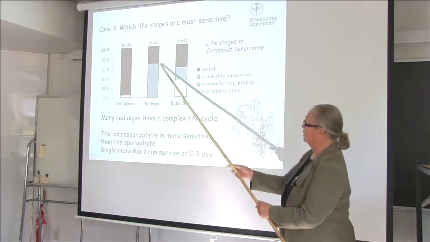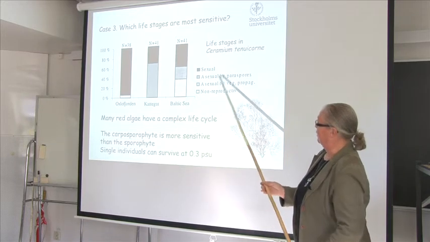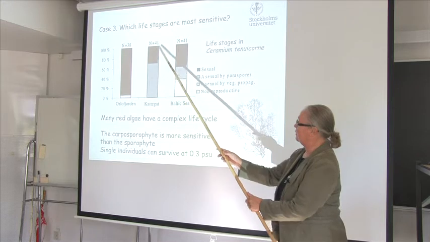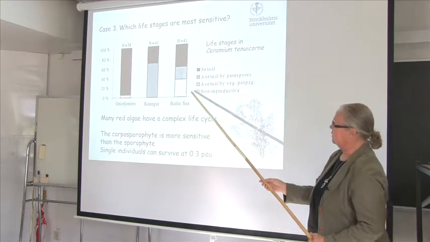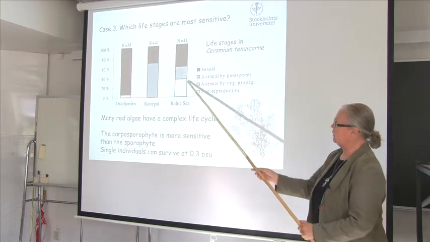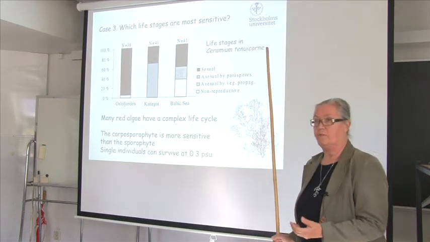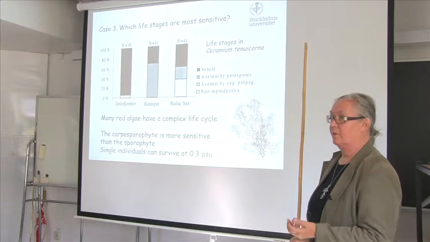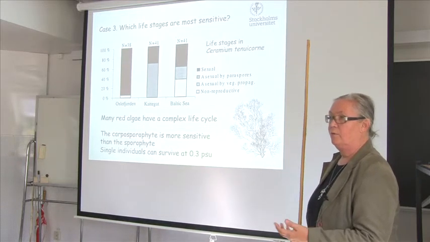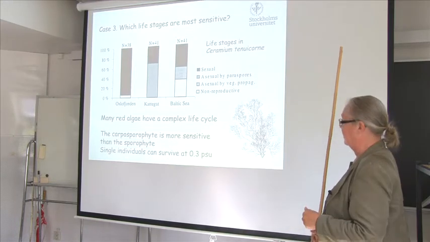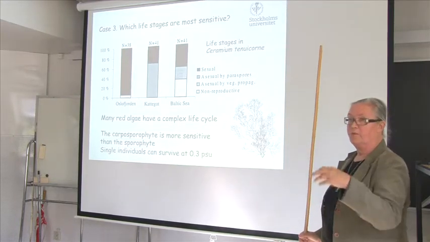They have a special type of spores that they produce in Kattegat, and they still have some sexual reproduction. But entering into the Baltic Sea, you will have these vegetative fragments that are really characteristic for most of the red algae. They lose the sexual part of their whole life cycle, and they just reproduce by fragments.